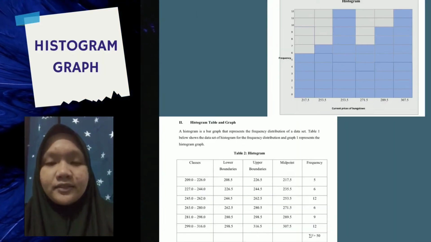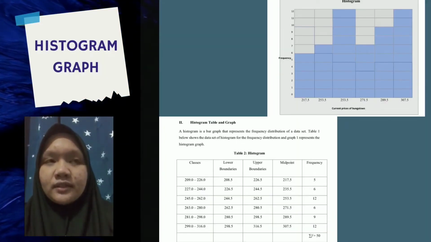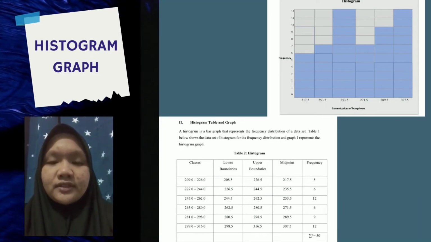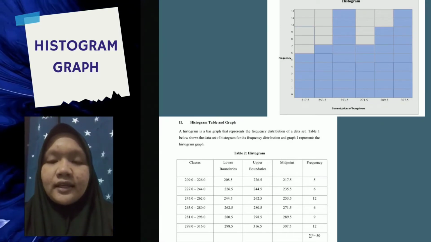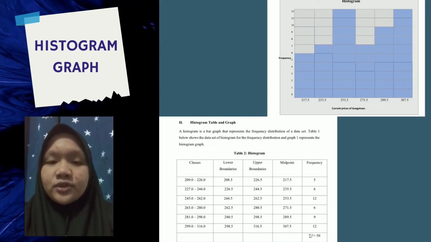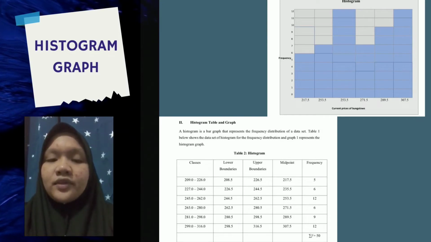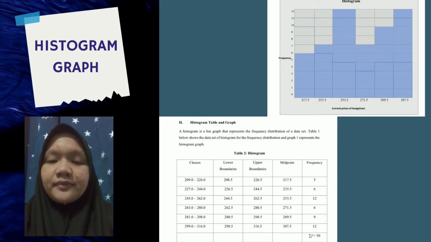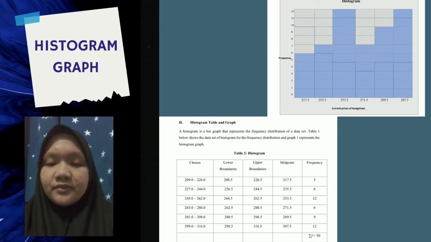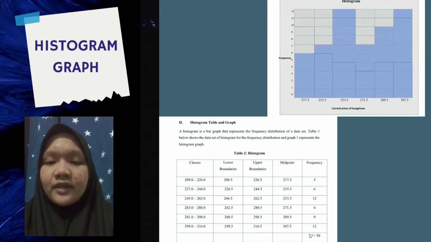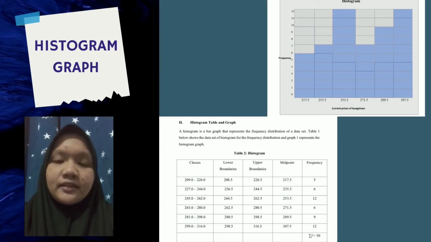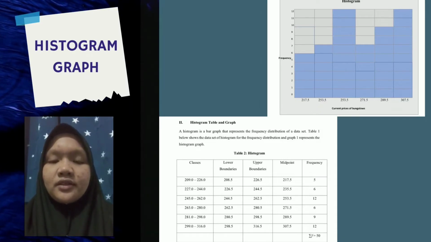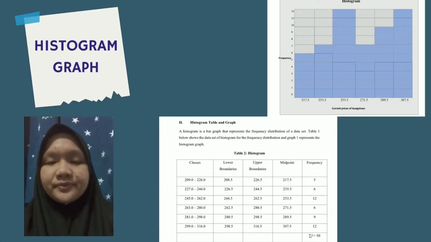Okay, the next graph is the histogram. A histogram is a bar graph that represents the frequency distribution of the data set. Table 2 shows 6 classes, lower boundaries and upper boundaries, midpoint and frequency. In the picture of the histogram, you can see at the right there is frequency and below is the midpoint, the current price of the bungalow.